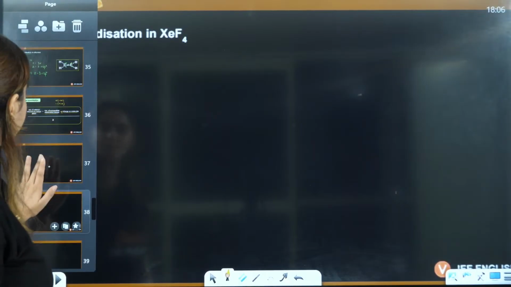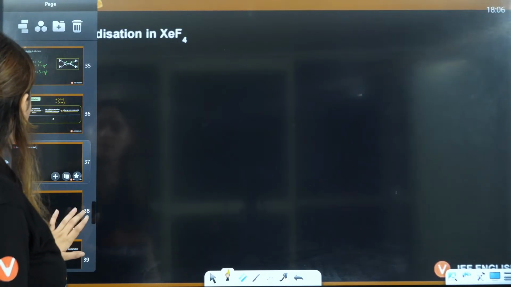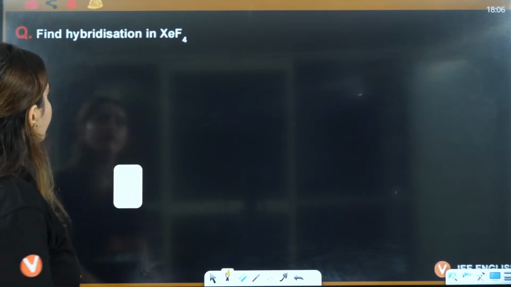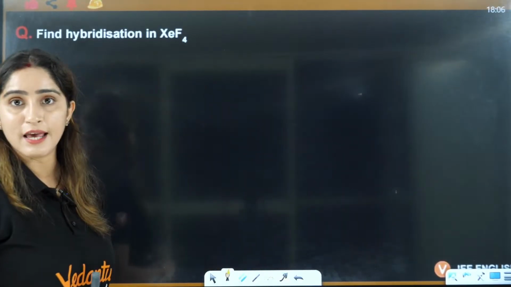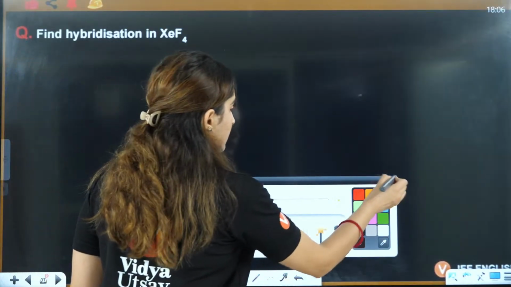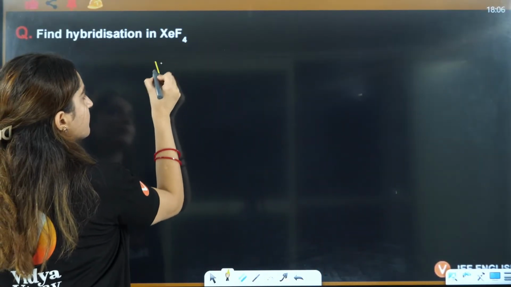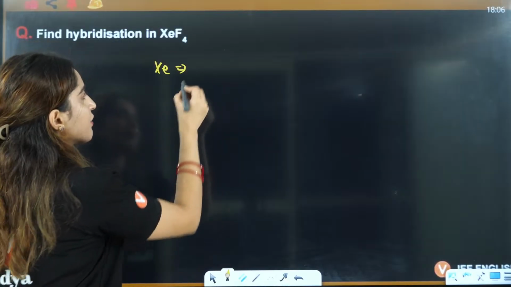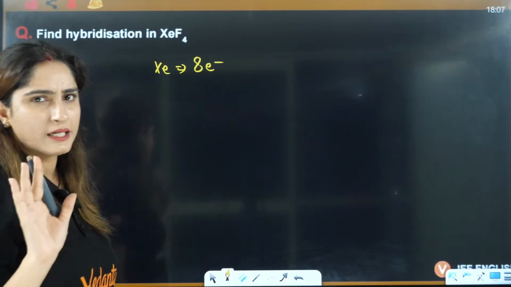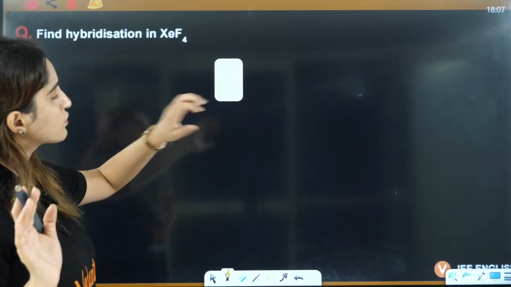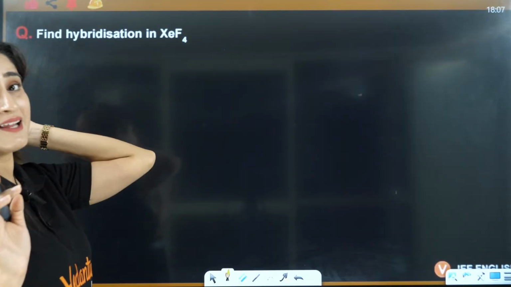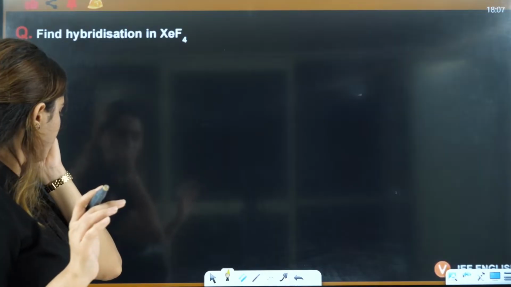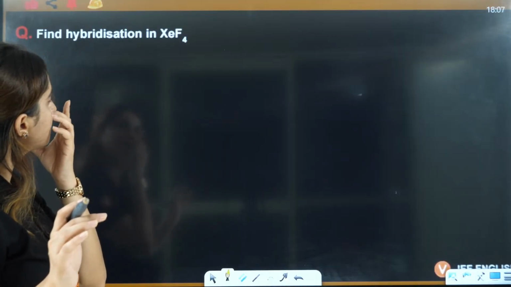Okay, with the help of XeF2, XeF4, understand this thing. This is Xe. Xenon belongs to group number 18, so it will have 8 outermost electrons. Clear? Valence electrons will be 8, no?